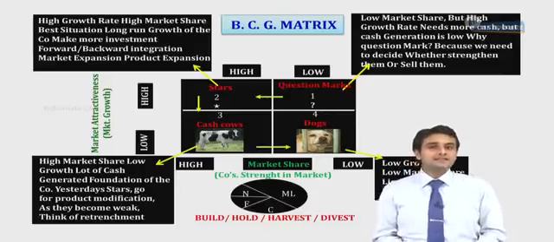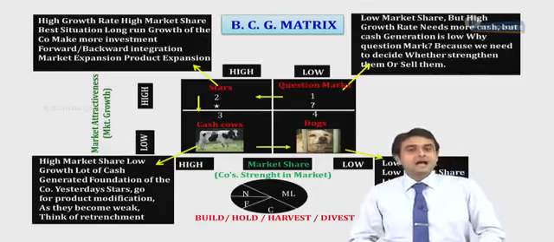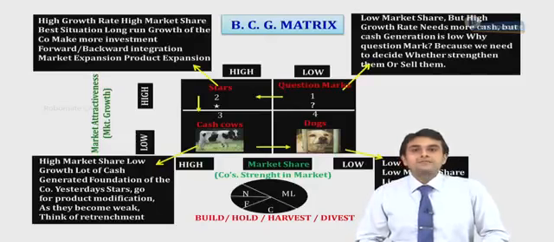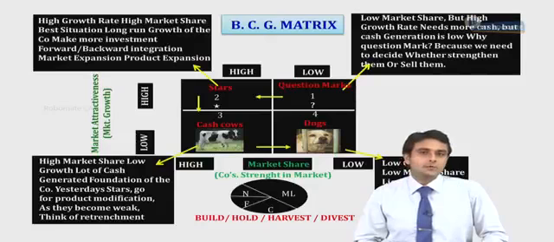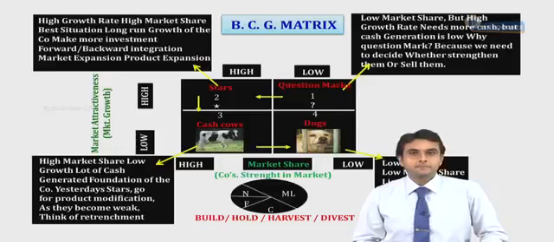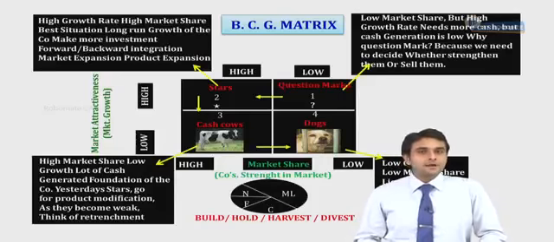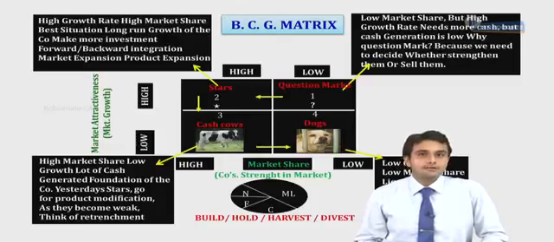And a simple way to explain this will be that stars are those products which have a strong position today in the market and which are likely to continue the same way for the next few years also. So I can bank upon those products which are stars. Now for the question marks, I need to wait and watch. My question marks are nothing but products which require a hold situation, because I am not sure whether they are going to make it or break it.